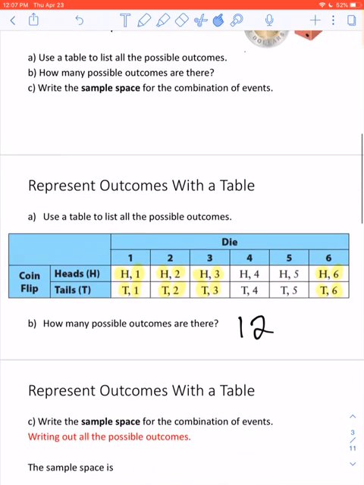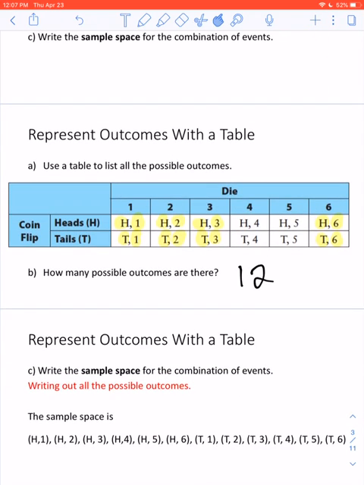The last question says, write the sample space. Now this part, I'm going to be honest, guys, it's a little bit tedious, but you do have to do it. It is important. So the sample space is when you list all the possible outcomes. And we list them this way. We put the two outcomes together. So see, we have heads and a 1, just like what we had right here.